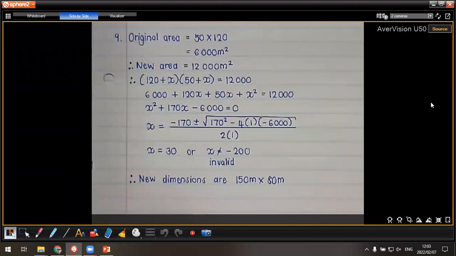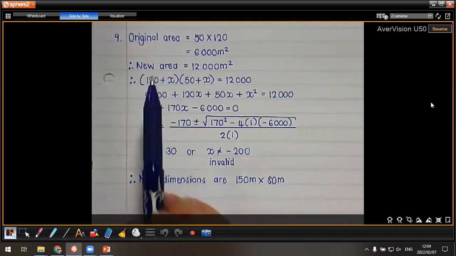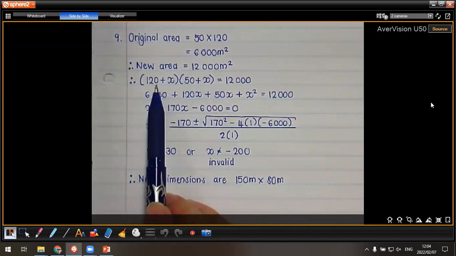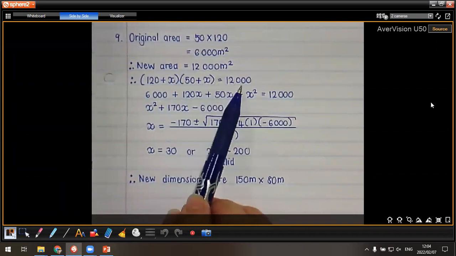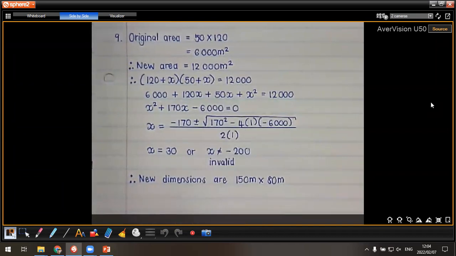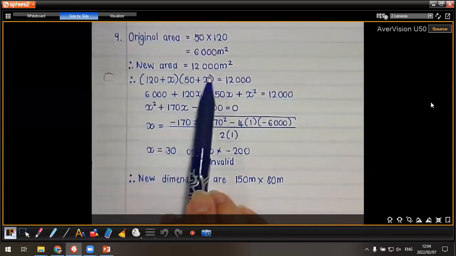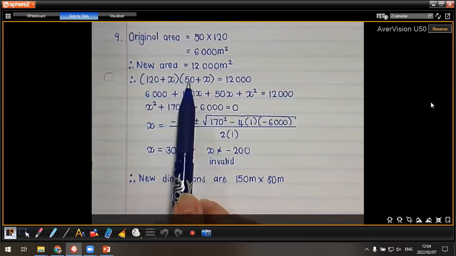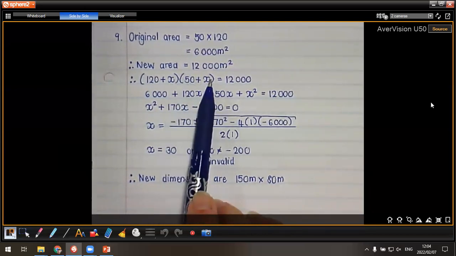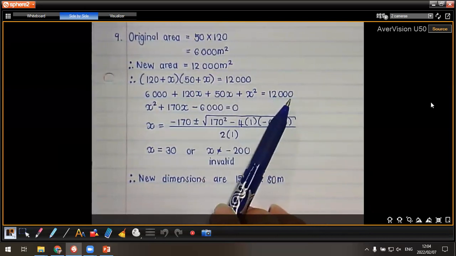Okay, so I wrote the original area is 120 times 50, which is 6,000. That's what we wrote on the side there. Therefore, the new area is just double that. They say the parking area is doubled. To get the new area, you take the new length multiplied by the new breadth, which was also given: 120 plus x multiplied by 50 plus x. Then I just FOILed them out. 120 times 50 is 6,000, 120 times x is 120x, x times 50 is 50x, and x times x is x squared. And that was equal to 12,000.